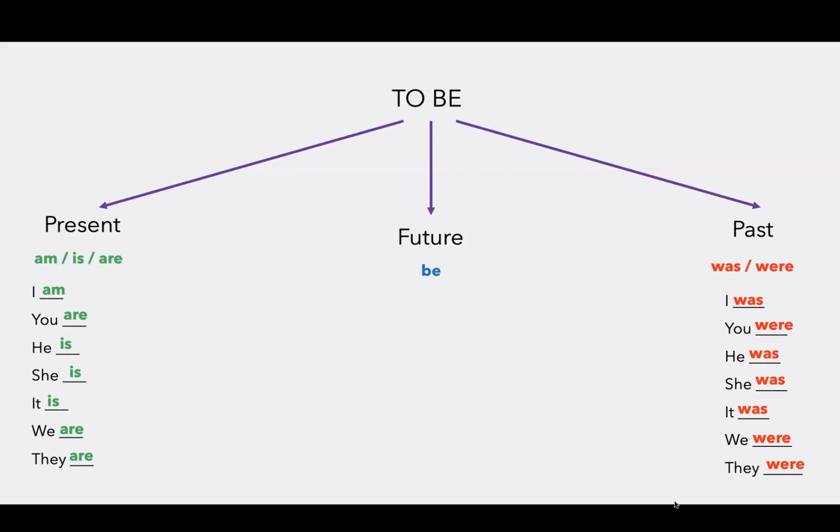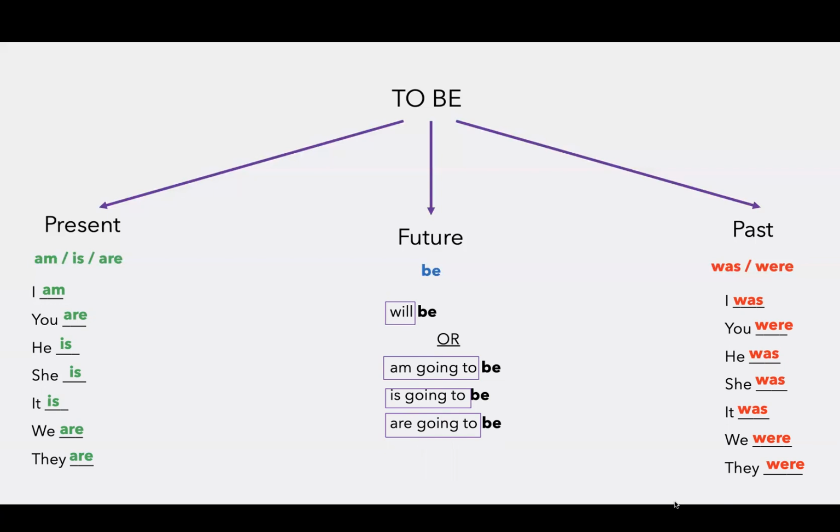And when we say the past form, we are talking about the past, like 5 minutes ago, or 2 days ago, or yesterday, or last year, or last summer, and so on and so forth. And as for the future form, we say will be, or we can use be going to future tense. So in this case, we can say am going to be, or is going to be, or are going to be. As you see in the future form, we don't change to be. We use it as it is, like be.